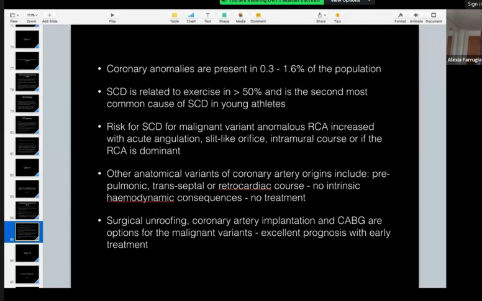There are other anatomical variants as well, but these are not malignant courses: prepulmonic, transseptal, or retrocardiac. These have no hemodynamic consequences, so they require no treatment. And the treatment for a malignant course would be surgical unroofing, coronary implantation, or a CABG. These are the options for the malignant variants. And the patients do very well with.